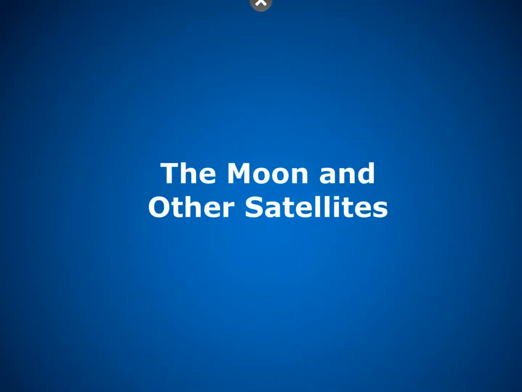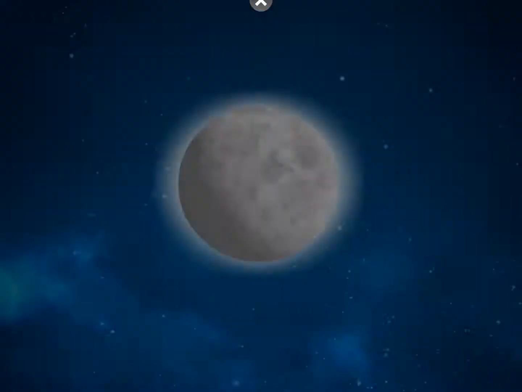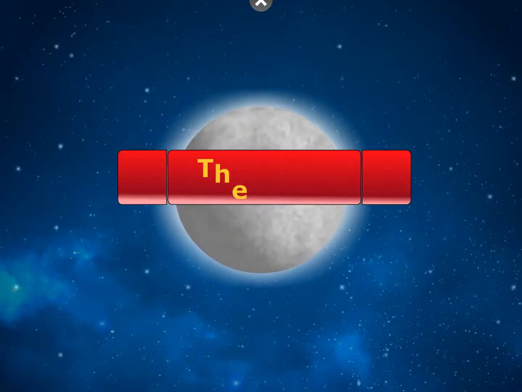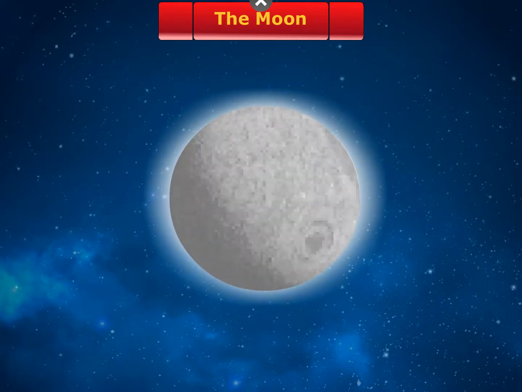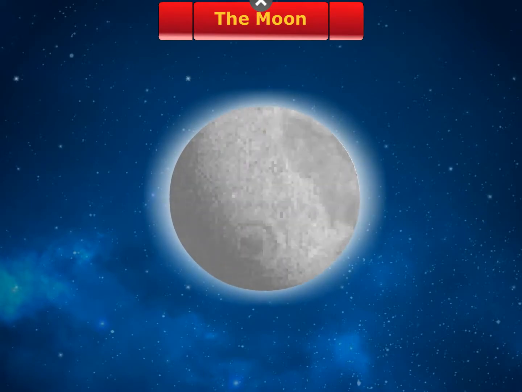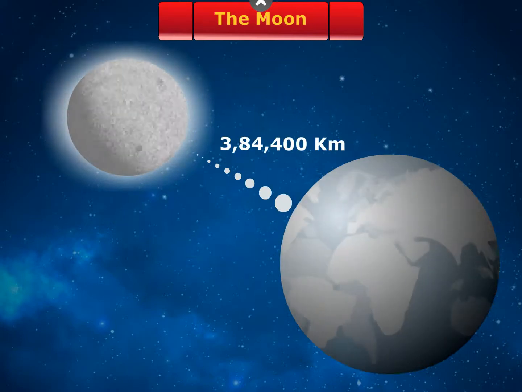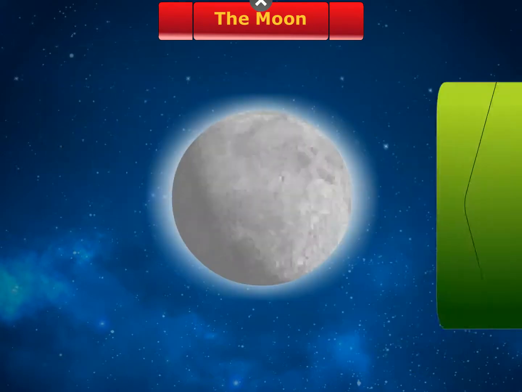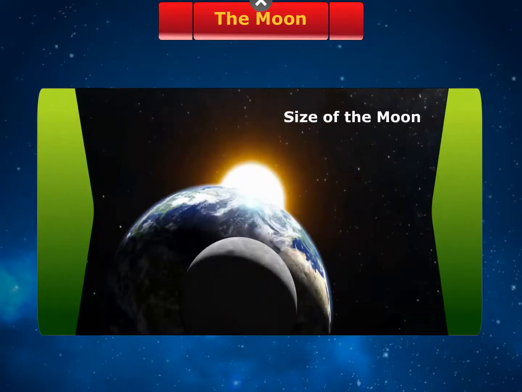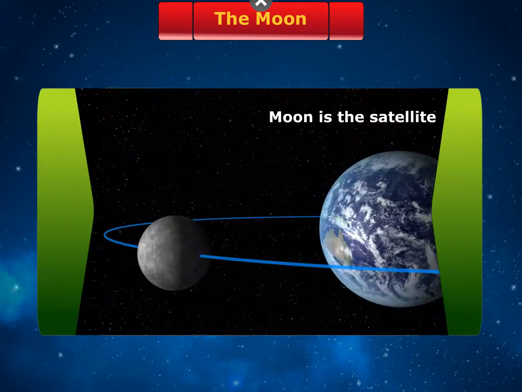The moon and other satellites. The moon. The moon is our closest neighbor in space. It is at a distance of about 384,400 kilometers from the Earth. The moon is basically a ball made of rocks and is said to be a quarter the size of the Earth. The moon is the natural satellite of the Earth.